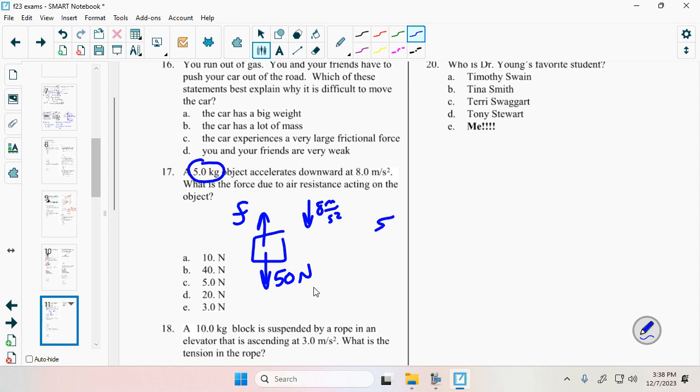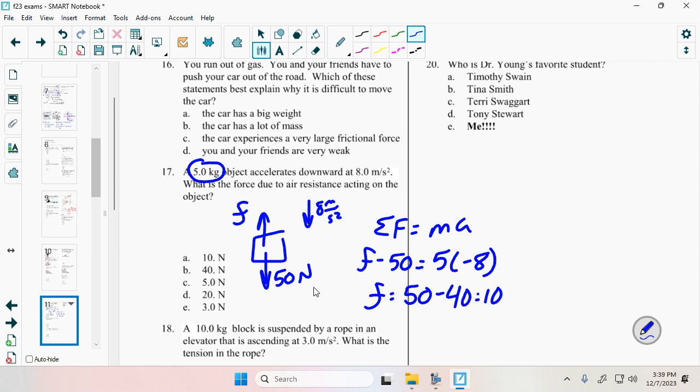So I can say that the sum of the forces equals ma. That is F minus 50 is equal to the mass, which is 5, times negative 8. And so F is equal to 50 minus 5 times 8, which is 40, so F is 10 newtons. So A is the right answer, 10 newtons. I think that one's on the test, actually, but with different numbers, and a free fall question where you're not accelerating. What's 5 times 8? 40?